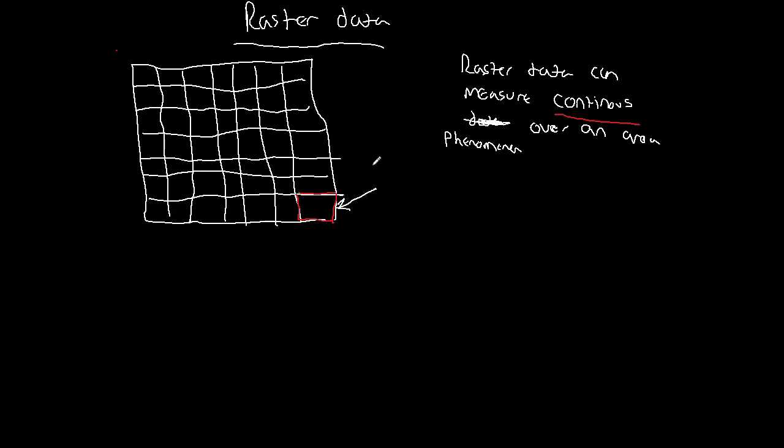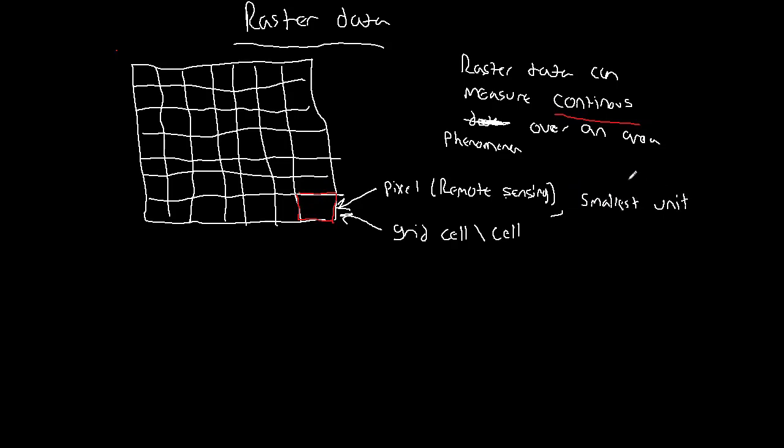Depending on who you talk to, this box will be called either a pixel. This is more of a remote sensing term. And don't worry, we're going to come to remote sensing in great detail towards the end of the semester, which deals almost exclusively with raster data. Or you'll sometimes see it referred to as a grid cell, or just a cell. So either way, this idea of a pixel or a grid cell, this is the smallest unit of the raster data structure.